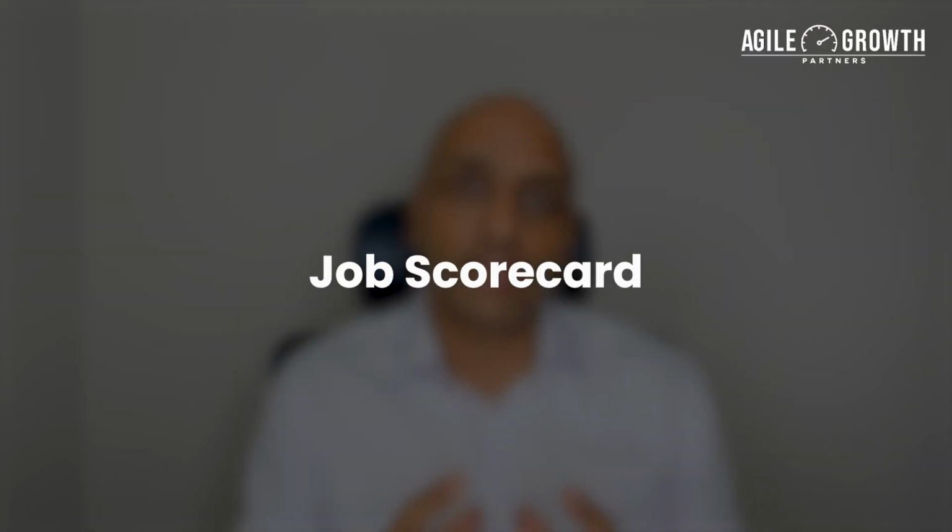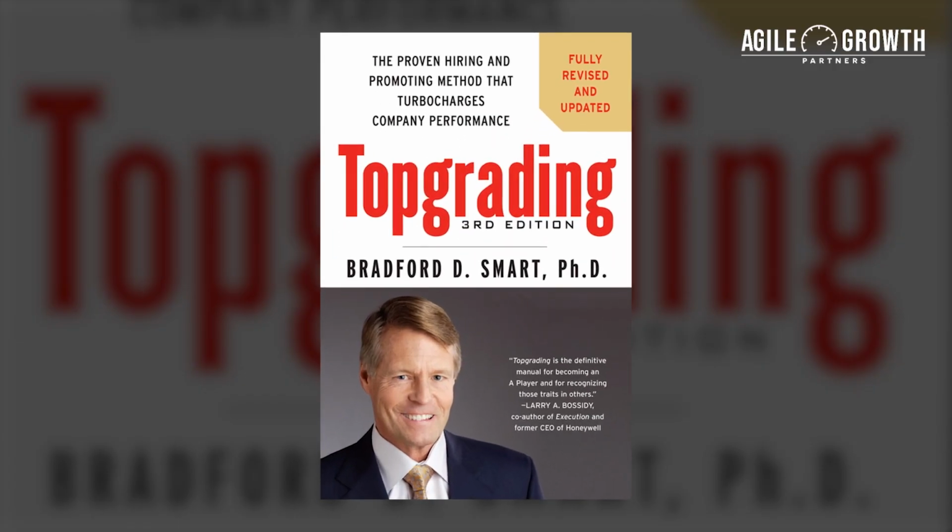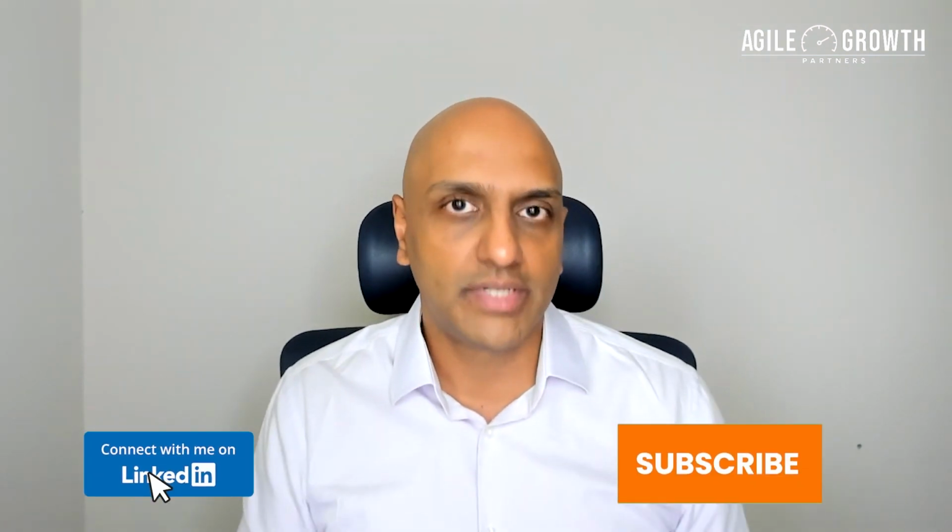If you want to have the right people in the right seats, you have to be very intentional about designing and defining each role on your team. One of the best ways to do that is by creating a job scorecard that is specific for a role. Now, this job scorecard idea comes from the classic book Top Grading by Brad Smart. Now, that book is used by some of the smartest companies on this planet to hire, assess, and manage A players. We're going to take that idea of the job scorecard and go a little bit deeper into that.